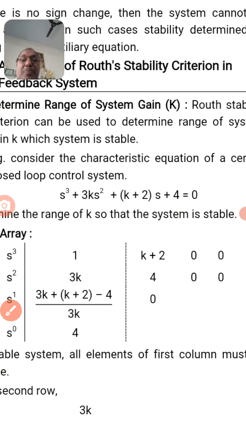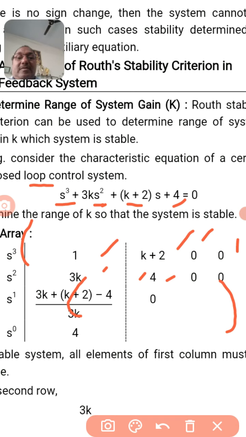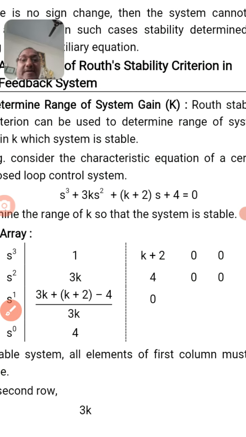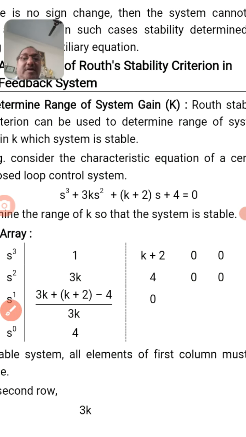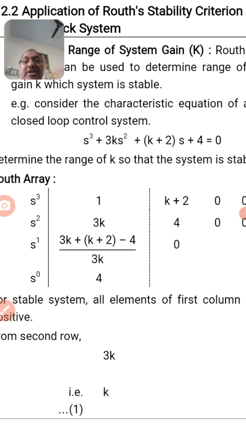Now multiply 3k into (k plus 2) minus 4, divided by 3k. It will look like this. And 0, again there will be 1 multiplied with 0, 3k multiplied with 0 divided by 3k will be 0 again, and 0 will be here. By solving this matrix we get this equation.